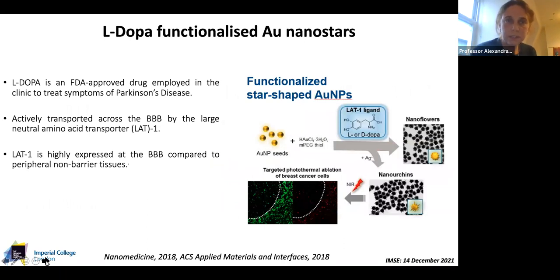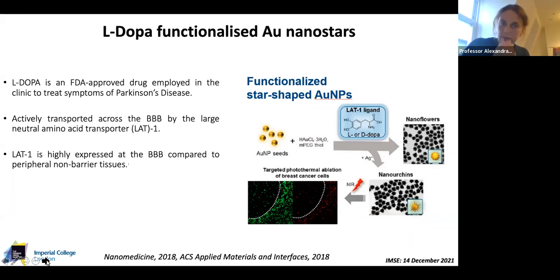Next slide. Okay, so here's what we did. So this was working with Professor David Dexter, who's now head of research for Parkinson's Research UK. So we tried to get these particles across the blood-brain barrier with limited success. But what we trialed was this. So our idea was that if you conjugate L-Dopa onto the surface of the nanostars, maybe this could promote crossing. So why did we select L-Dopa? It's an FDA-approved drug, and it's used to treat symptoms of Parkinson's disease, and it is known to cross the blood-brain barrier.